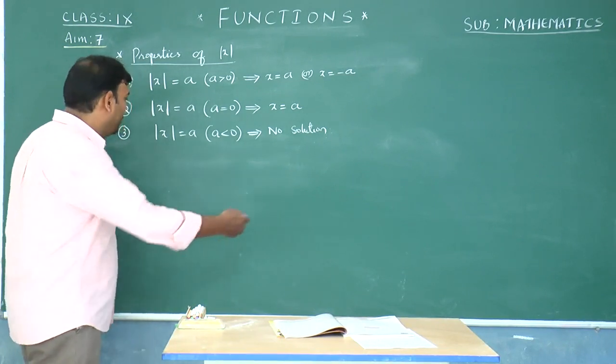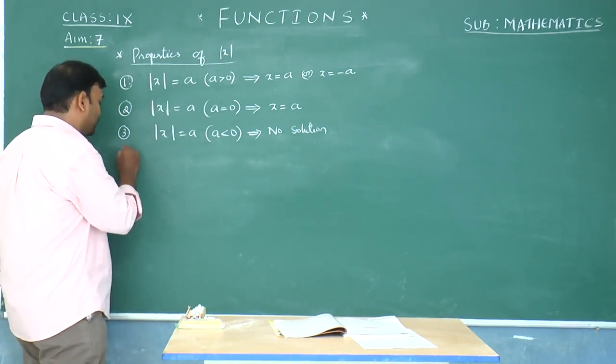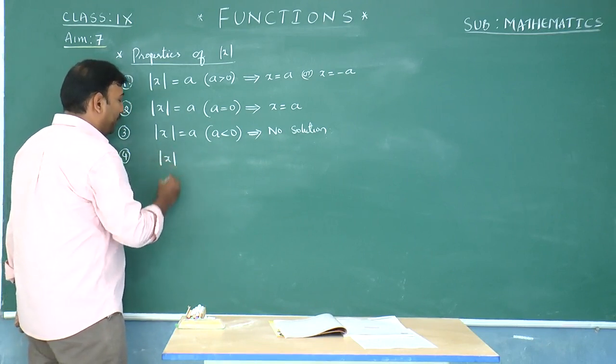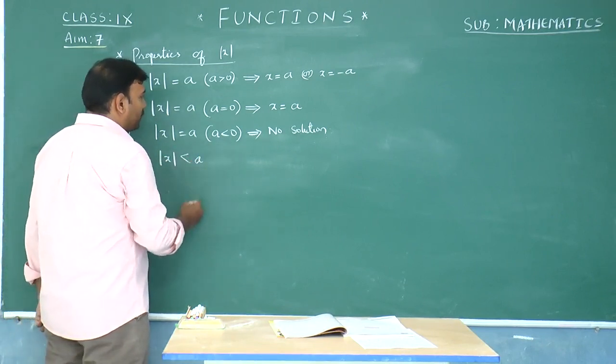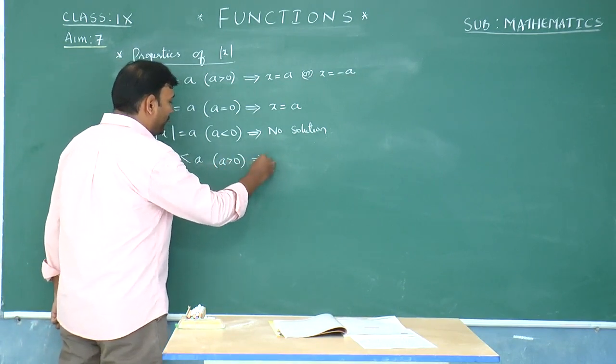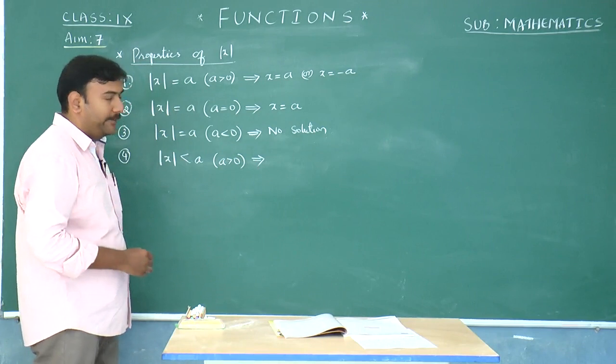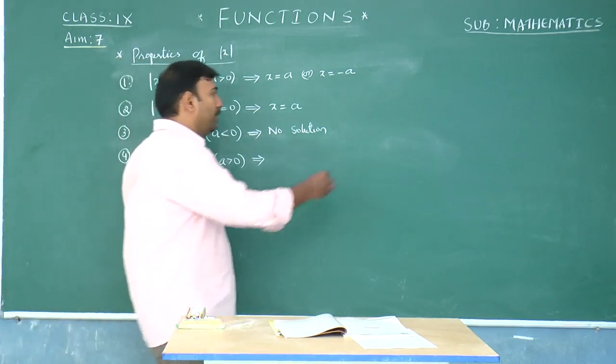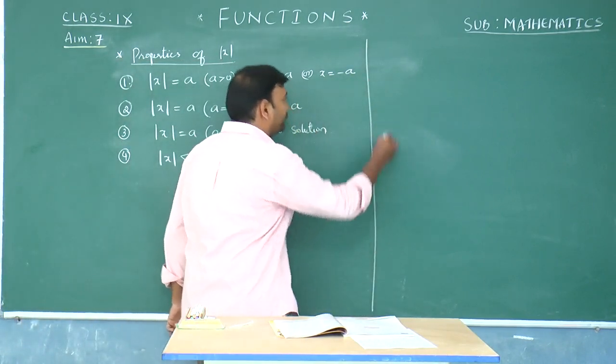Now we go with the absolute value in equations. Let's suppose that I take mod x less than a. So what is going to be the solution of it in case a is going to be positive? So for which I am going to explain you through the example. Let me go to the example here.